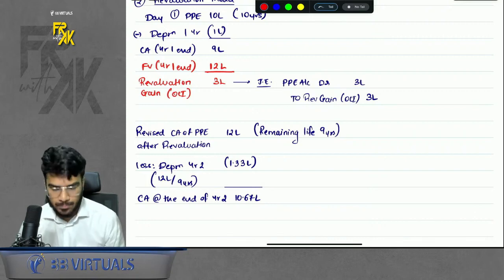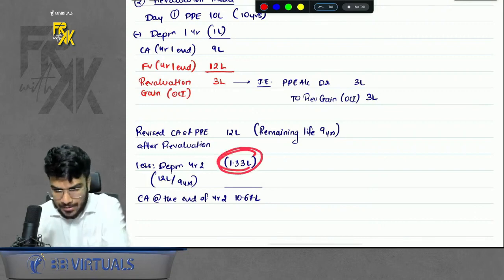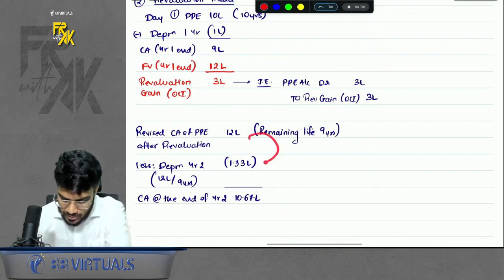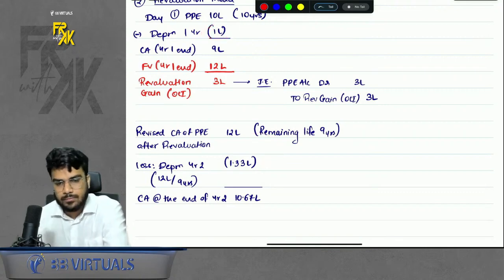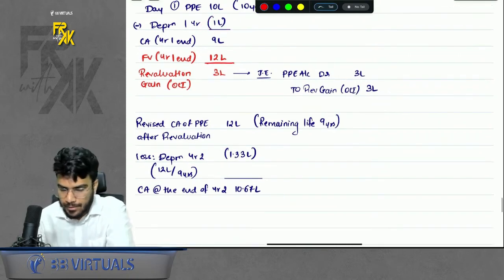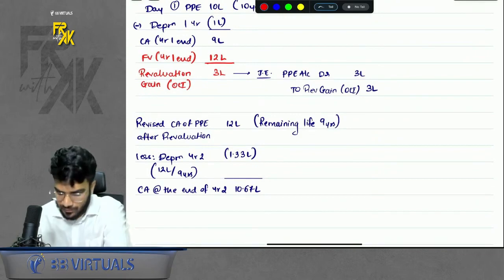Please remember this point. Such increase in depreciation, the effect will be given prospectively only. That is, the depreciation of future years is increasing. You cannot change the depreciation of previous years. Okay, sir, got this point. So these are the two models which you can follow.